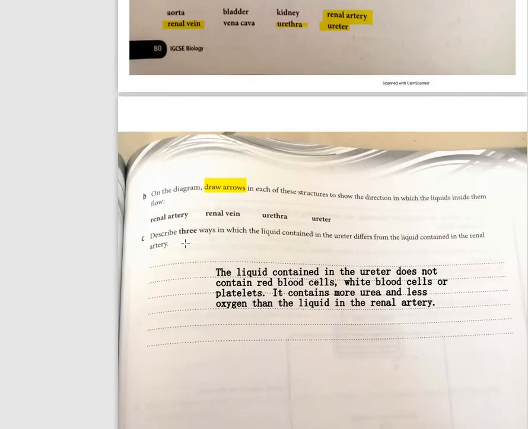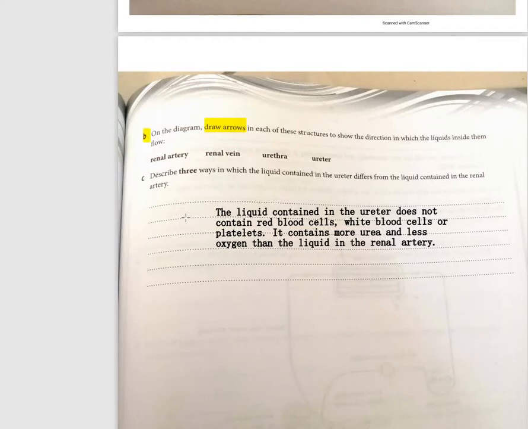So now moving on next. Describe 3 ways. I am sorry for the sound because I live next to a highway, so yeah, it's always noisy.